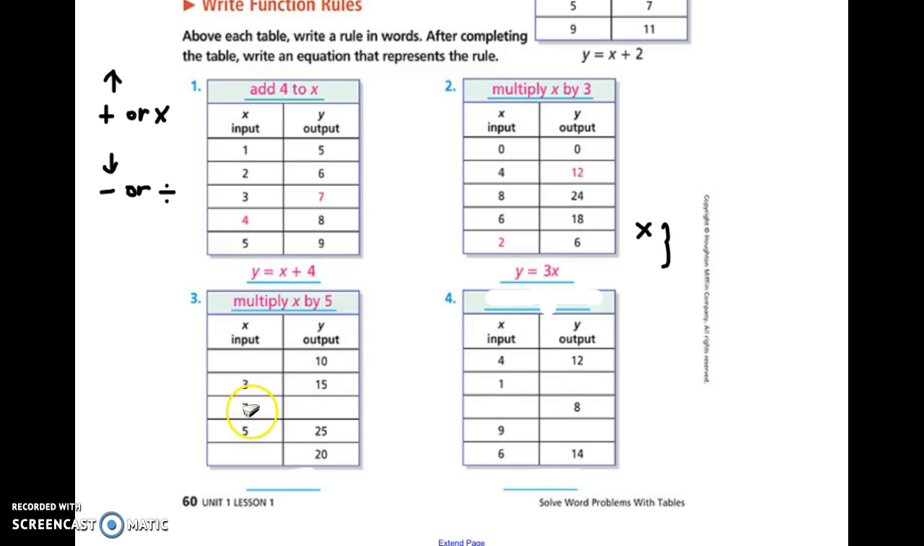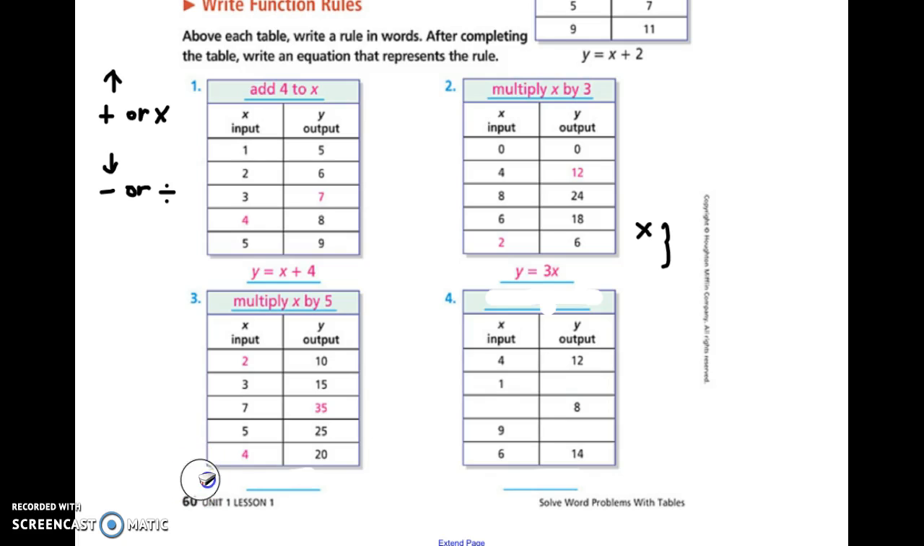So let's go ahead and try to solve the rest of these. 7 times 5 would be 35. And what times 5 would be 10? Or 10 divided by 5 equals what? 2, right? And then how about this one? What times 5 equals 20? You said 4, you're right on. So now let's write our equation.